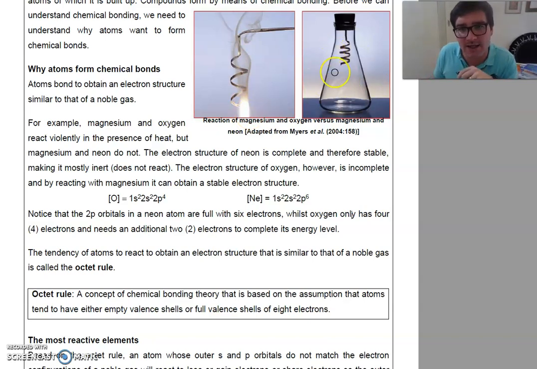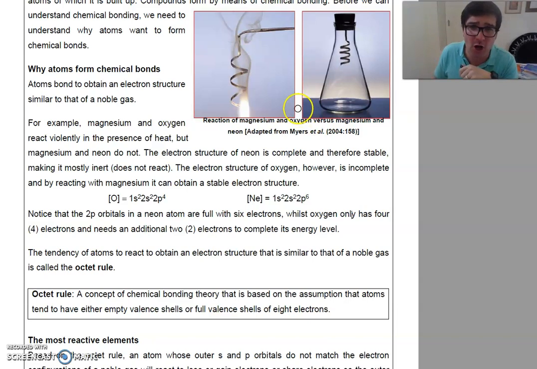Whilst on the other side, in this flask over here, we still have a piece of magnesium, but now it's in a neon atmosphere. Neon is a noble gas, which we say is inert. In other words, it doesn't undergo reactions. It doesn't react with the magnesium. Now, why is there a difference? That's the question we want to ask.